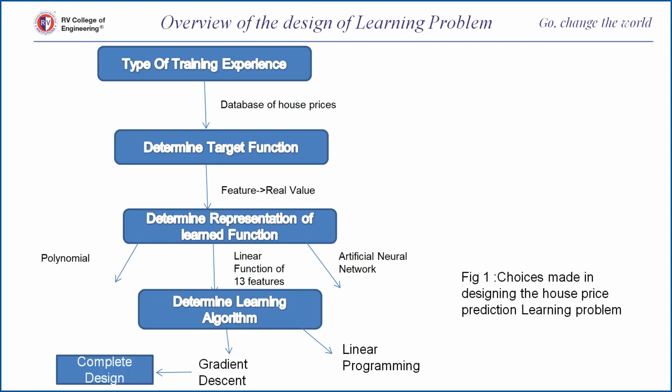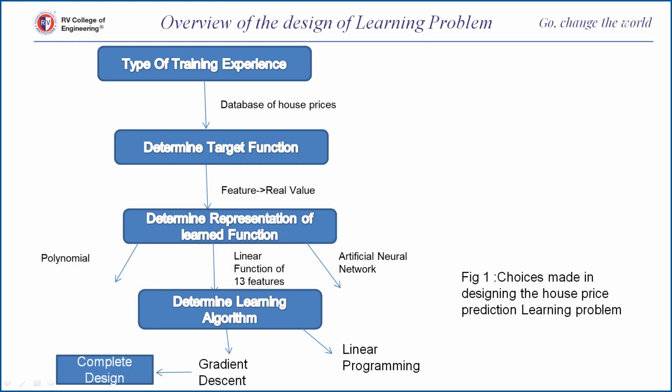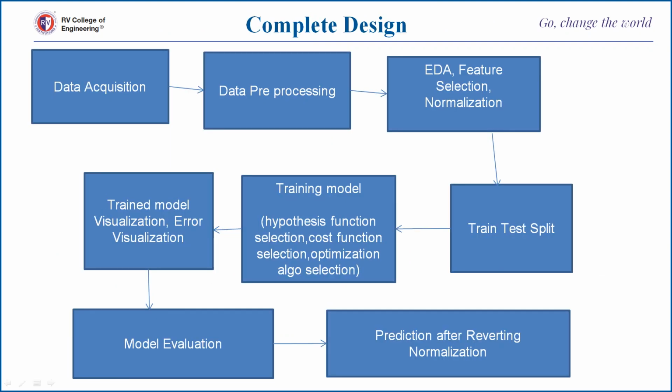Next, what were the choices made in designing the house price prediction learning problem as a flowchart? The type of training experience: database of house prices. The target function: the features are real valued as well as the output. Representation of the learned function: linear function of 13 features. Determination of the learning algorithm: gradient descent. And finally, the complete design of the problem.